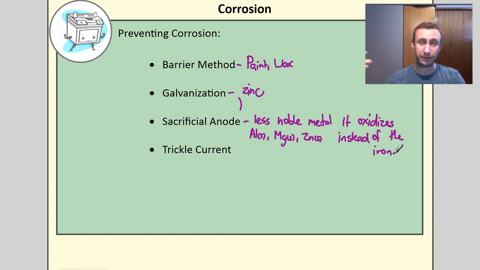So for example, in the ocean, when they have iron structures, they'll put like magnesium or zinc blocks on there. And what will happen is the magnesium will get eaten away. And then once it gets close to the end, if it's almost used up, well, then they'll put another magnesium block on there. And that protects the iron from corroding because the magnesium is corroding instead.